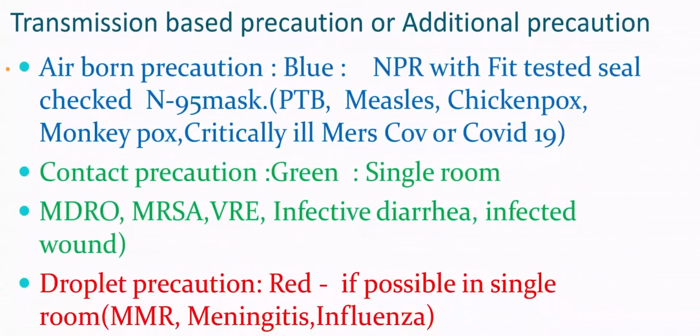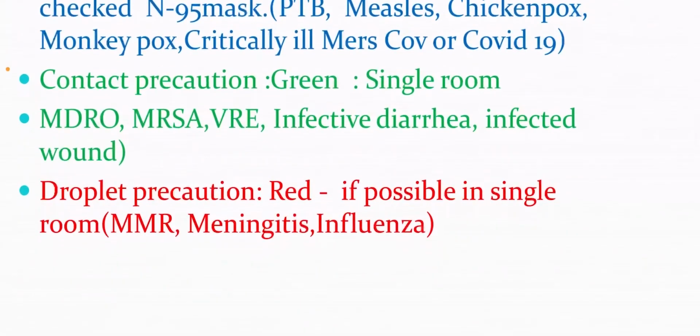Contact precaution: the patient should be in a single room. What are the conditions? Multi-drug resistant organisms, MRSA (methicillin resistant Staphylococcus aureus), VRE (vancomycin resistant Enterococcus), infectious diarrhea, Clostridium difficile, infected wound. Droplet precaution, if possible in a single room: meningitis, influenza, COVID-19, mumps.